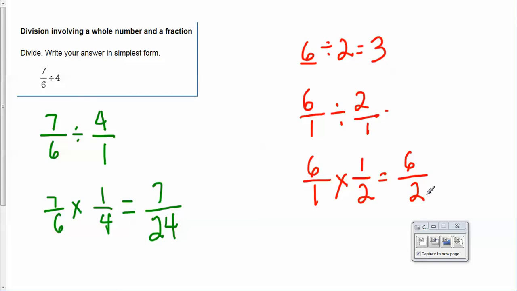Well, what is 6 divided by 2? It's 3. So this is why multiplying by the reciprocal is actually dividing by a number. 6 divided by 2 equals 3. 6 times 1/2 equals 3. Let's look at our next example.